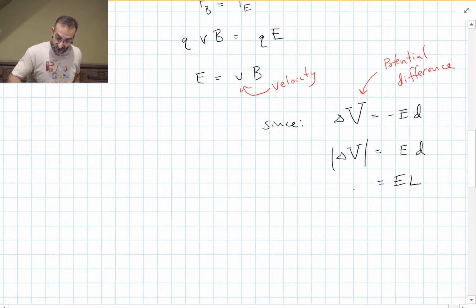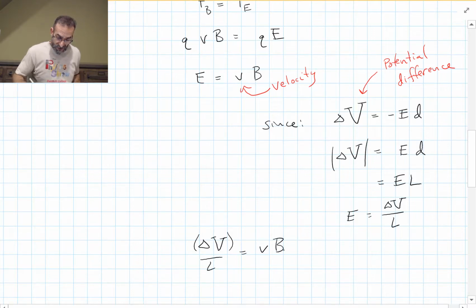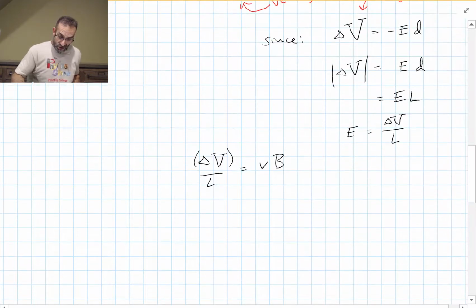So solving for the electric field, the potential difference divided by the length. Now we can plug that back in over here, and we get the potential difference over the length is the velocity times the magnetic field, or the potential difference is BLV.